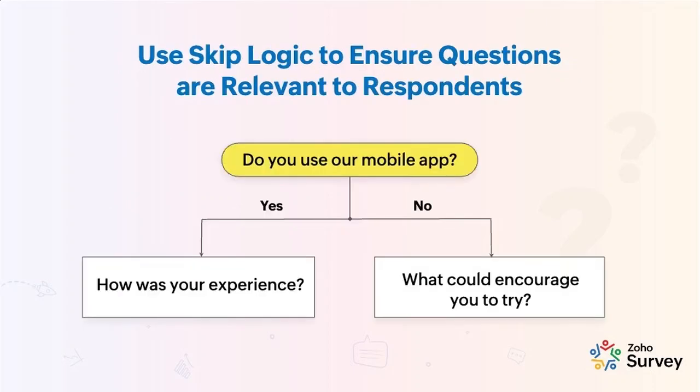Skip logic in surveys guides our respondents to the questions that matter the most. For instance, imagine you're running a survey about a mobile app. You can start with a question like, "Do you use our mobile app?" If they answer yes, the survey takes them to questions about their user experience. But if they say no, it skips those and might ask why haven't they used it or what could encourage them to try. This way, each respondent gets a personalized survey journey, keeping it relevant and engaging.